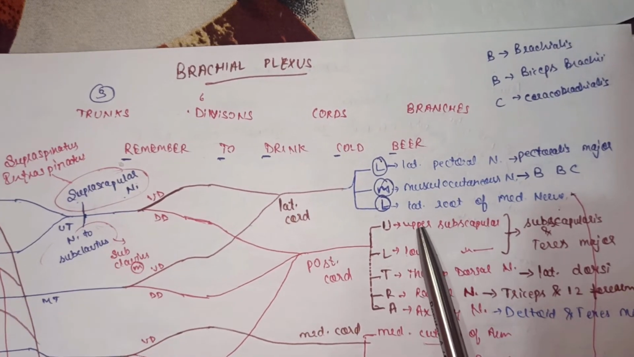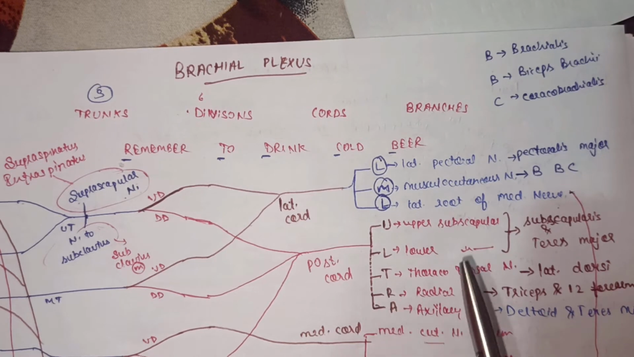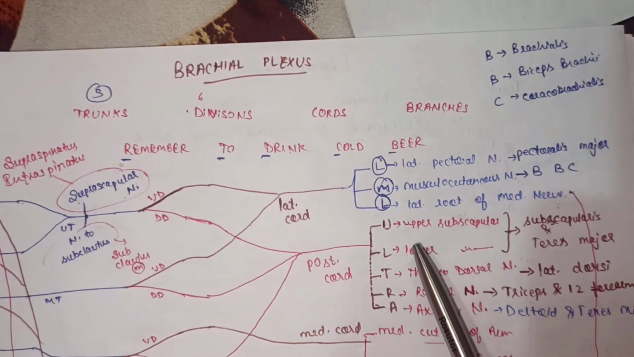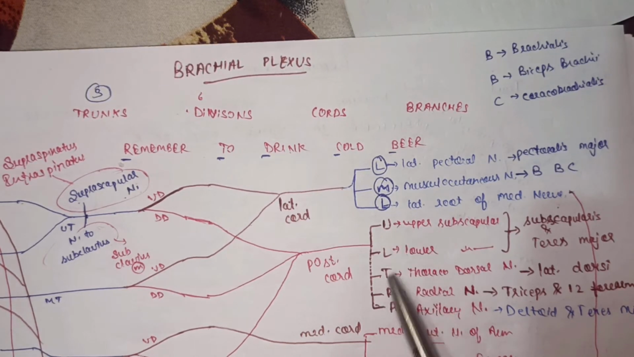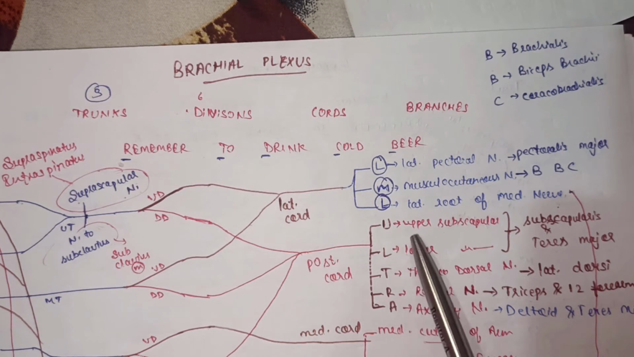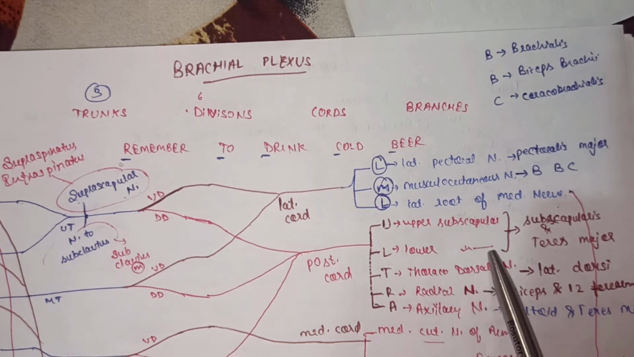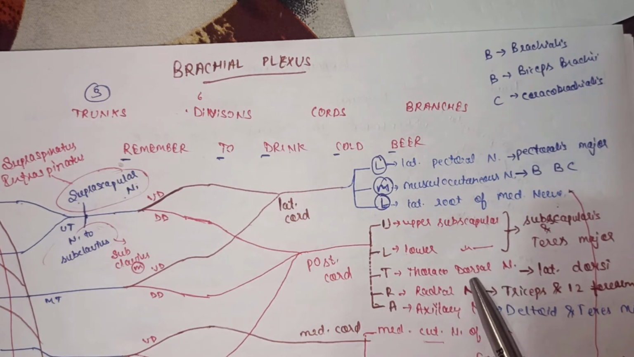So let's talk about the posterior cord. The posterior cord gives 5 branches. What are the 5 branches? We have a mnemonic for this also: ULTRA. The U stands for upper subscapular, L stands for lower subscapular, T stands for thoracodorsal nerve, which is also known as nerve to latissimus dorsi, R stands for radial nerve, and A stands for axillary nerve.